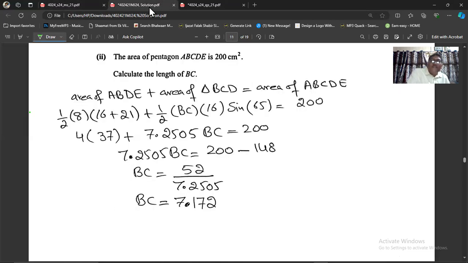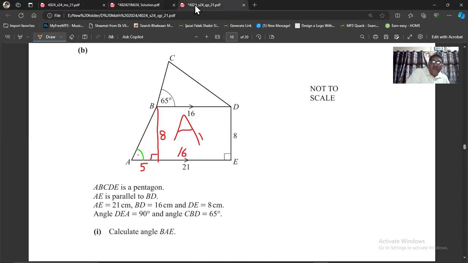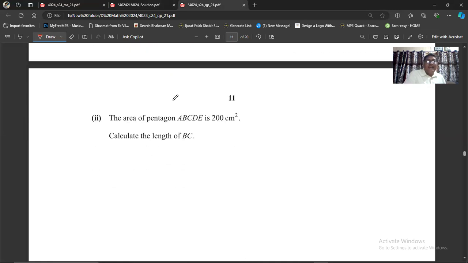And I hope you understand this is how this is done. The area of the pentagon was given. I found the area of the trapezium. From the pentagon, I subtracted the area of the trapezium. I found the area of this triangle. The area of the triangle is 1 by 2 into the BC into the BD into the sine of the CBD. This was the strategy. I hope you understand.